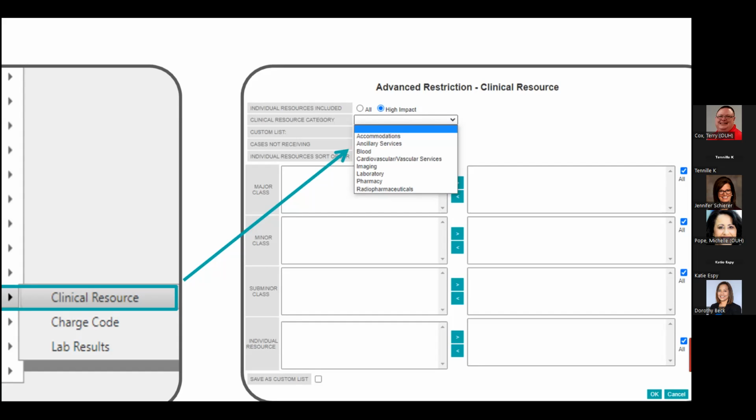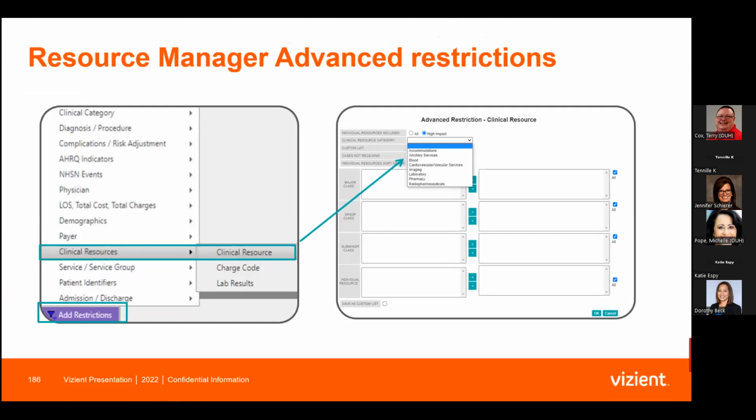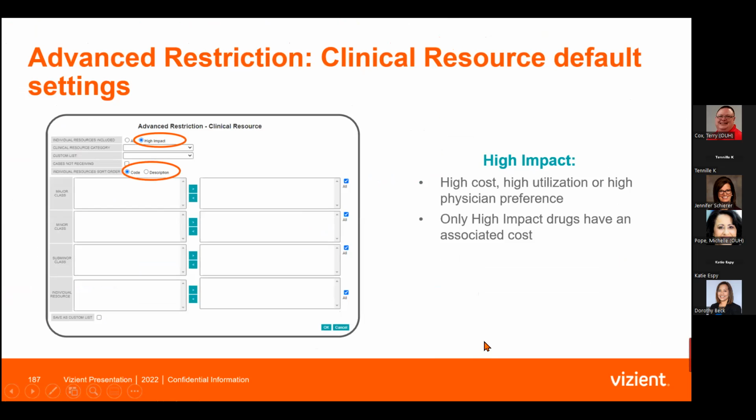What if all is grayed out? That's only available for pharmacy. So if you've got another clinical category selected, that's why. Did that change it? Okay.